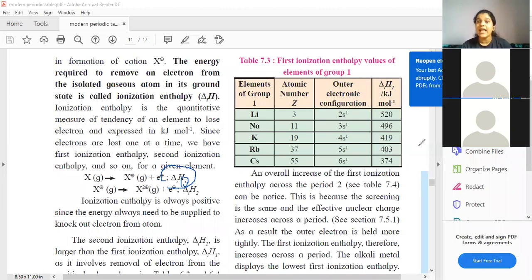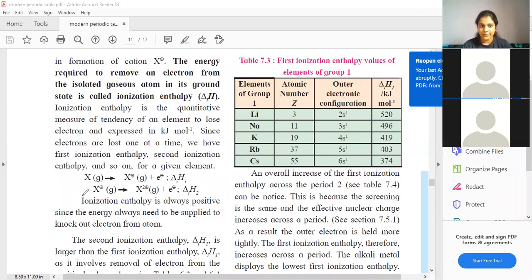Okay, and from this X plus, which is also in gaseous state, obviously, if I remove one more electron, I will get X2 plus. और वो जो one more electron निकाला है वो यहाँ पर लिखना है. And here the energy that is required is the second ionization enthalpy, energy required to remove the second electron. I hope you all understood this.